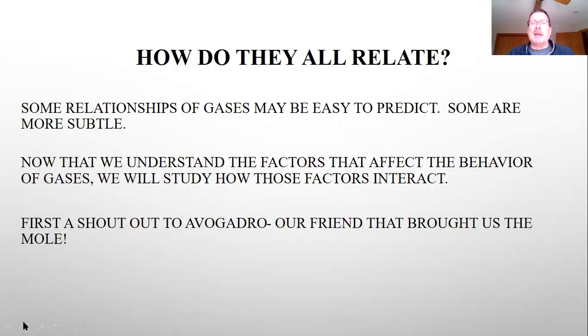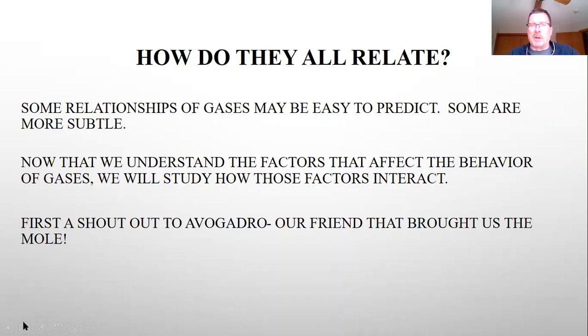Anyhow, we had looked at pressure, volume, temperature, and amount as all the factors that can affect a gas and how it behaves. Some are easy to figure out, some are a little more subtle, but now that we have those factors behind us, we are going to talk about the combined gas law and what factors go into it and get the formula set up. First, we got to talk about our friend Avogadro.